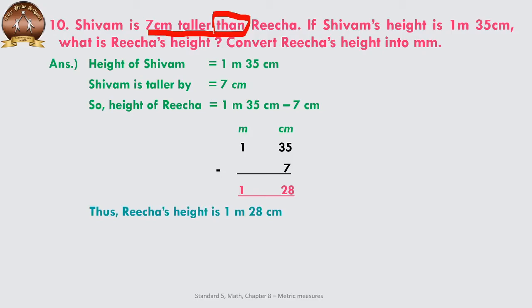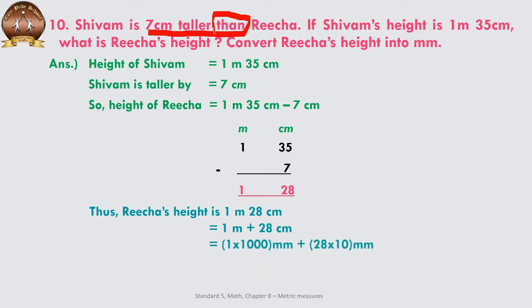Do you think the answer is finished here? No, because we have to still convert it into millimeter. Don't forget to do that. Otherwise you will lose half of your marks. Now here to convert it into a single unit, there are two units here, meter and centimeter. You have to put an addition sign between the two. 1 meter plus 28 centimeter.